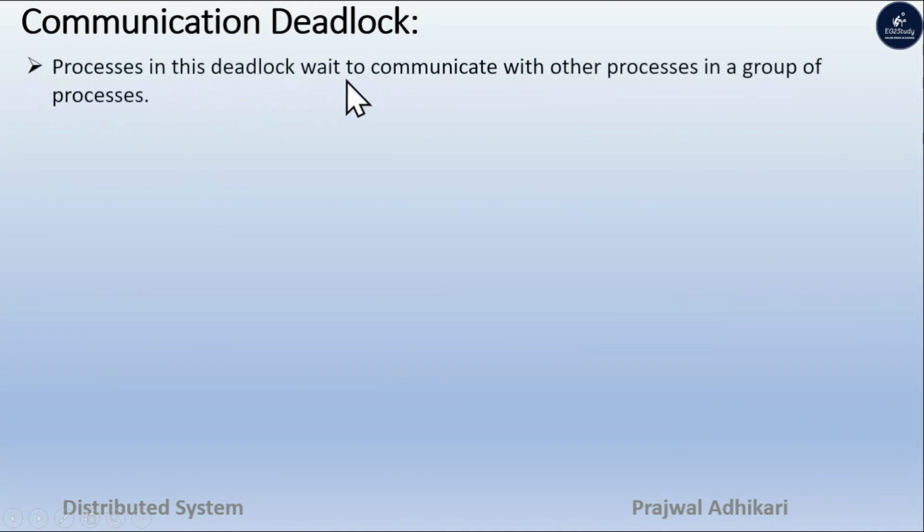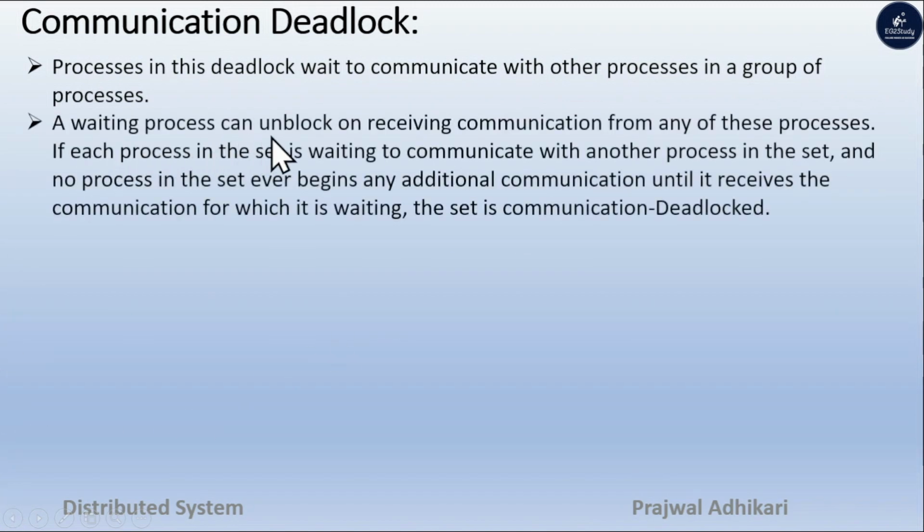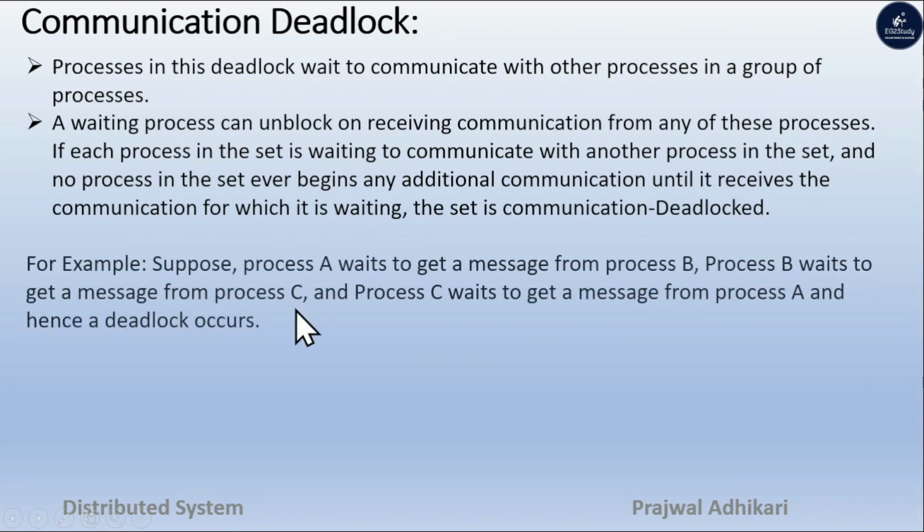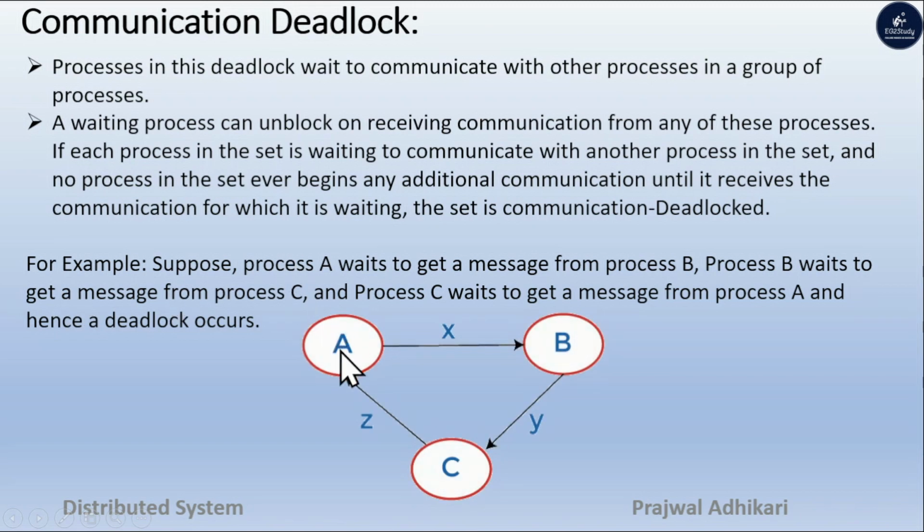Now, communication deadlock. Processes in this deadlock wait to communicate with other processes in a group of processes. A waiting process can unblock on receiving communication from any of these processes. If each process in the set is waiting to communicate with another process in the set, and no process in the set ever begins any additional communication until it receives the communication for which it is waiting, the set is communication deadlocked. For example, suppose process A waits to get a message from process B, process B waits to get a message from process C, and process C waits to get a message from process A, and hence a deadlock occurs.